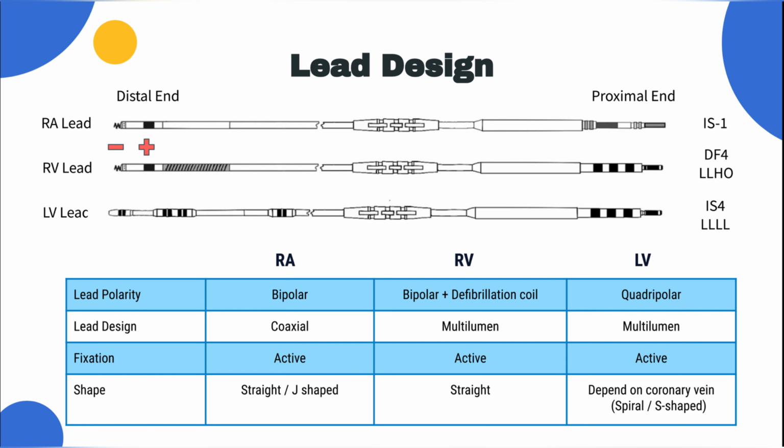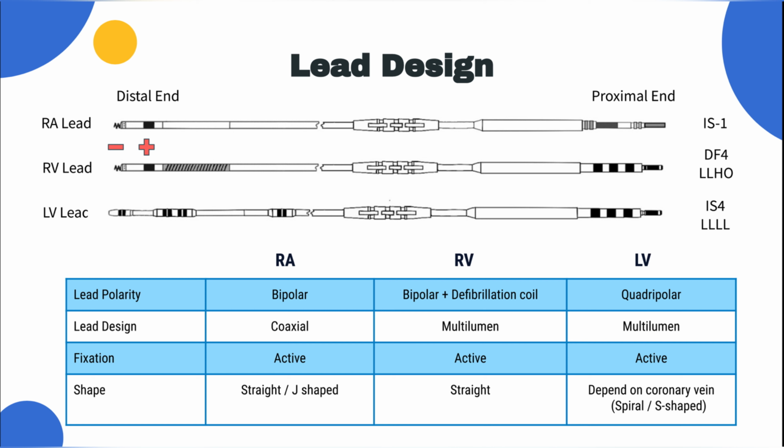From this design, the cathode electrode, which has a negative charge, will be located at the tip of the lead. The anode electrode is at the ring. The RV lead will have one defibrillation coil for high voltage shock. The LV lead will have a quadripolar electrode to increase sensing and pacing ability, and also avoid phrenic nerve stimulation.